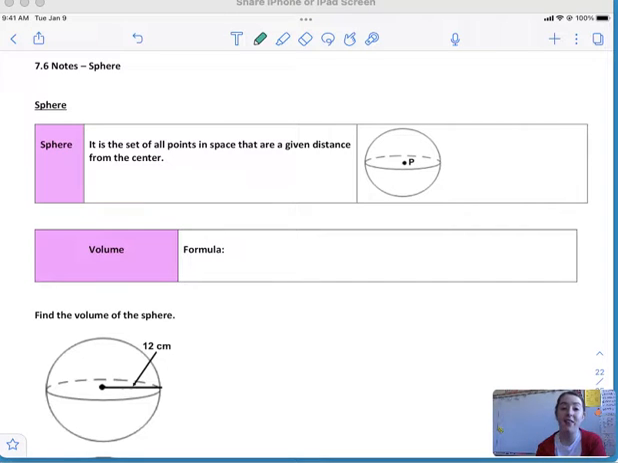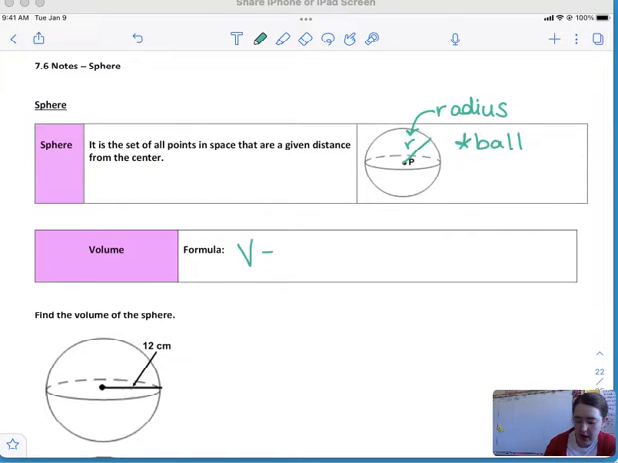Today we are looking at volumes of spheres. A sphere is the set of points in space that are all a given distance from the center, or the set of points that are all the same distance from that center point. So it's kind of just like a ball, perfectly round. And going from here out to the edge, that's r, or our radius. So the volume of a sphere is going to be 4/3 pi times the radius cubed.